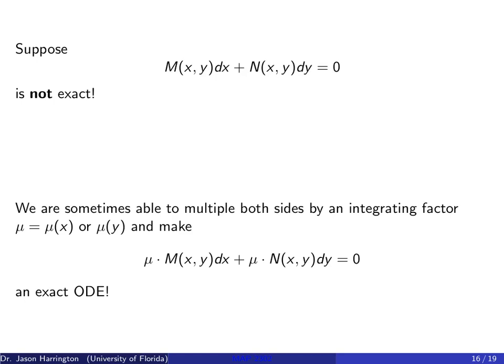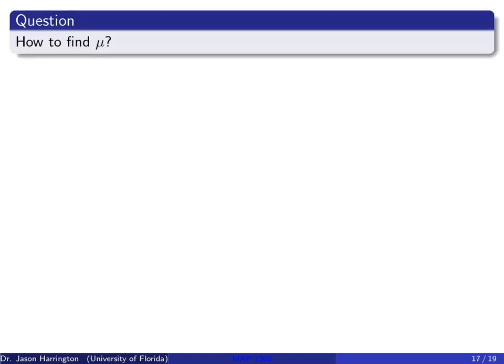Okay, let's try it out. Now the question is, how do you find this mu? So here's what I'm going to do. Write this down. I'm going to have mu times M dx plus mu times N dy is equal to 0, because I just multiply each term through by mu. And remember that condition that we need for exactness. Now remember how we test it to see if something's exact? We need that test to pass.